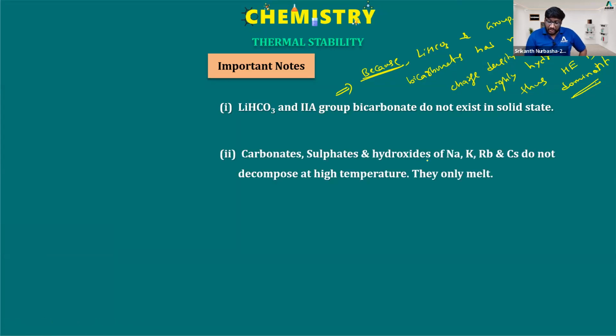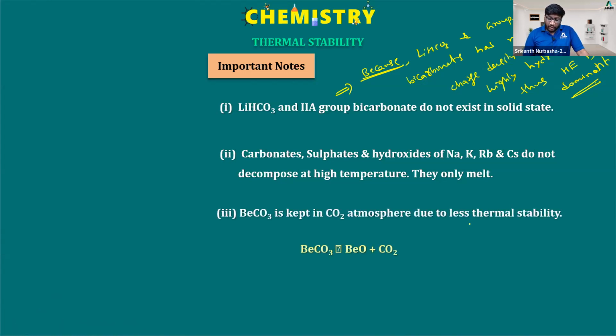Carbonates, sulfates, and hydroxides of sodium, potassium, rubidium, and cesium do not decompose at high temperature, they only melt. Decomposition is not happening. If you give high temperature, they will only melt. Whereas the remaining carbonates, sulfates, hydroxides will decompose. Those decompositions we'll see.